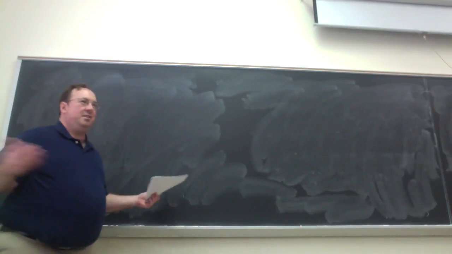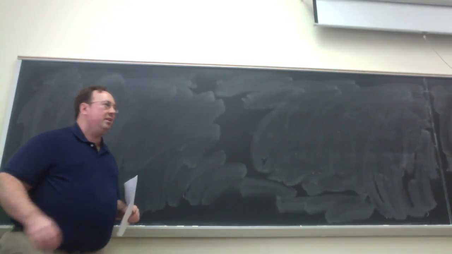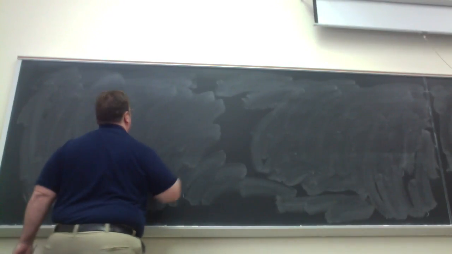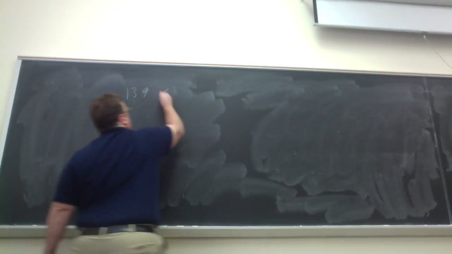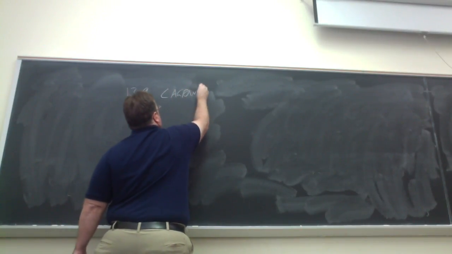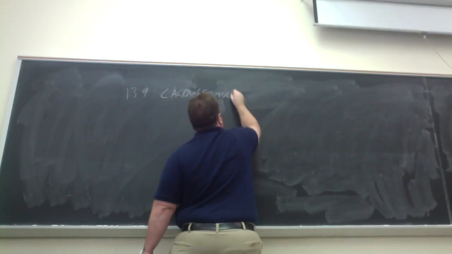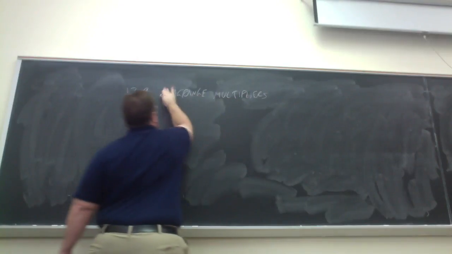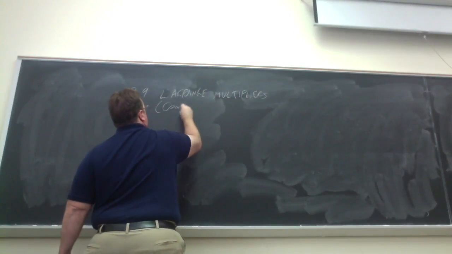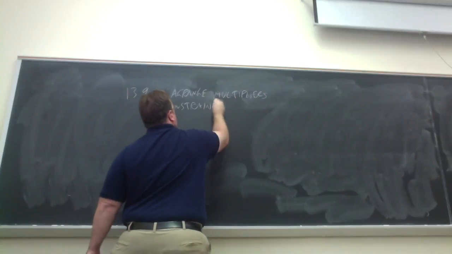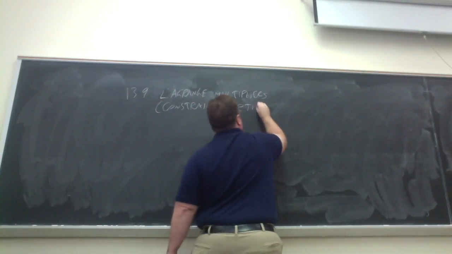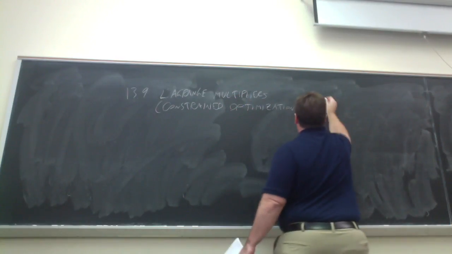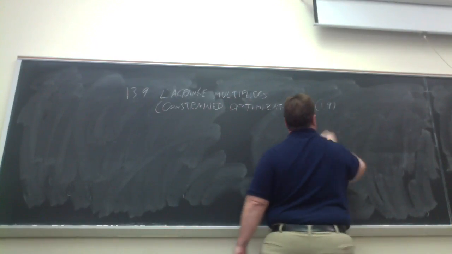So as we discussed for this whole scheduling thing last time, the next section I'm going to cover, starting now, is Lagrange multipliers, also known as constrained optimization. There's also 1.9 in the notes.